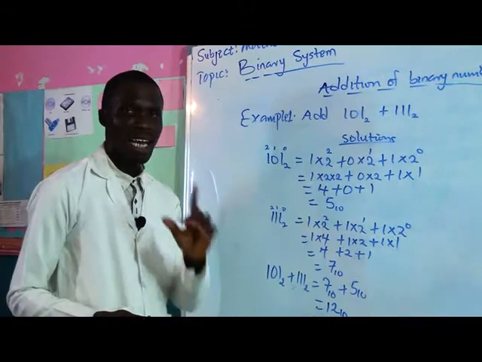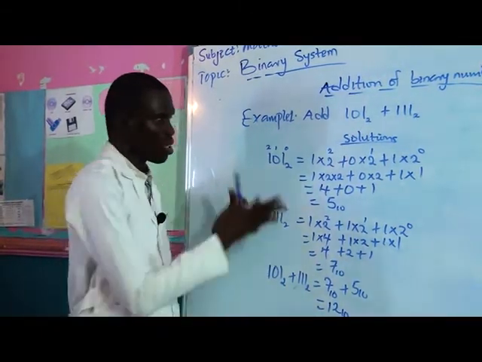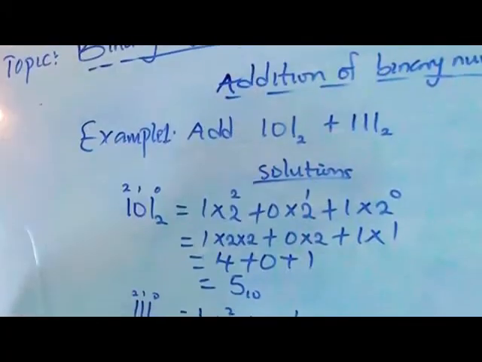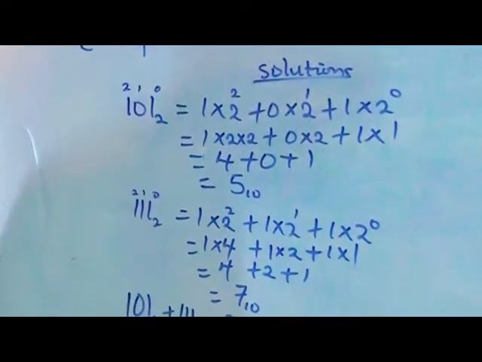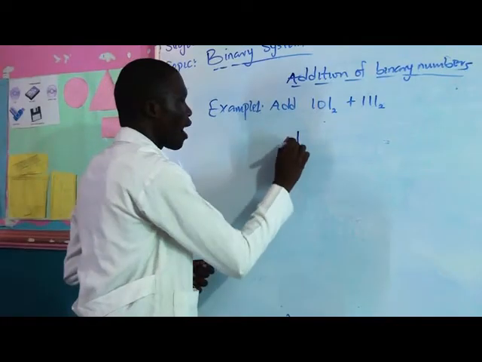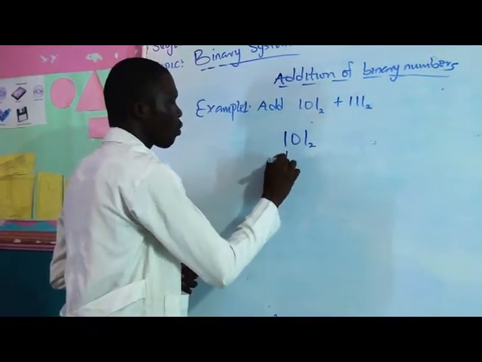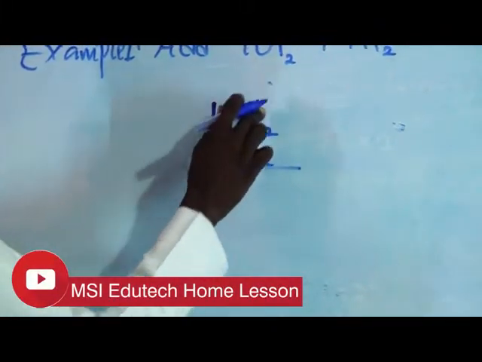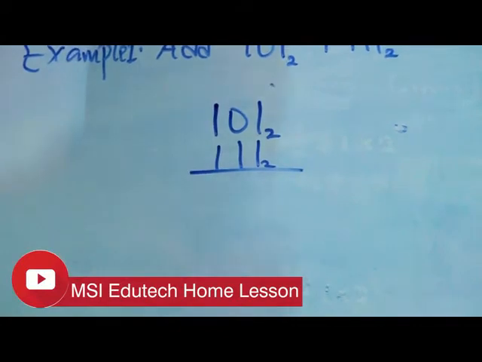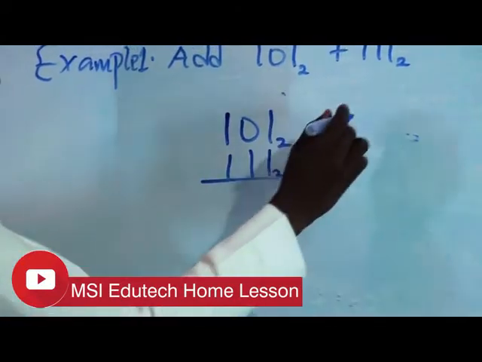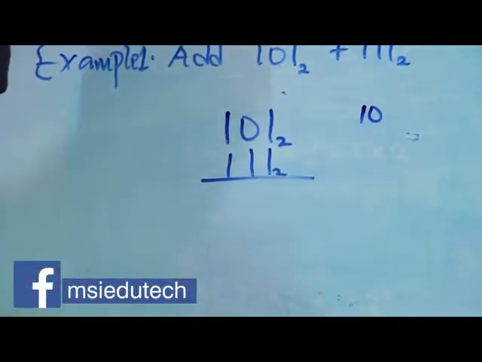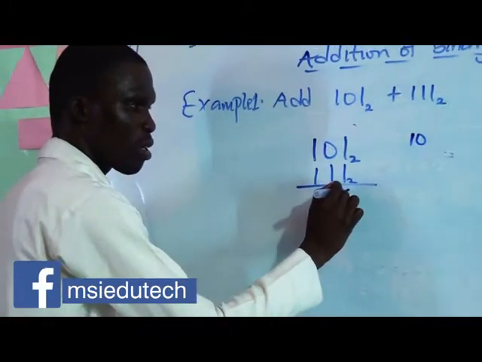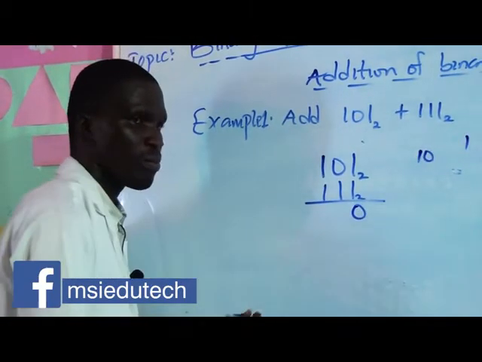Now, before we leave this class, let me give you the final method, the short method you can use to find the solution to this question. 101 base 2, 111 base 2. You need to understand 1 plus 1 is not 2 in binary. 1 plus 1 is 10. Are you following me? It's 10. And you write 0, you carry 1.